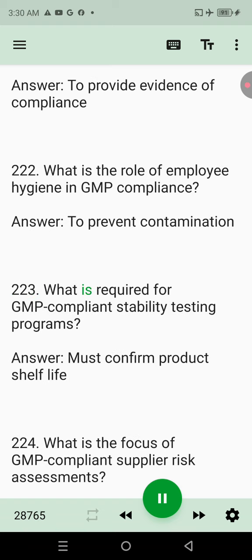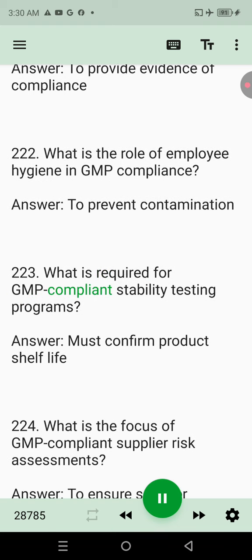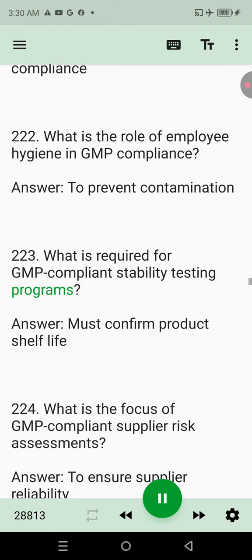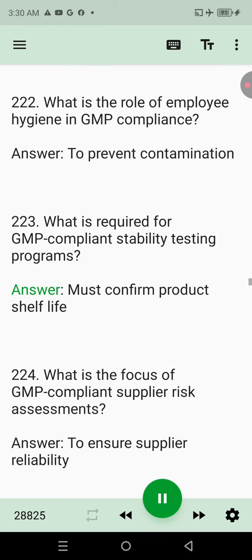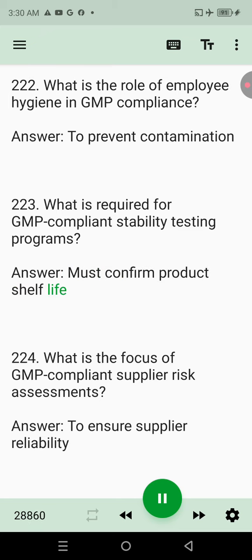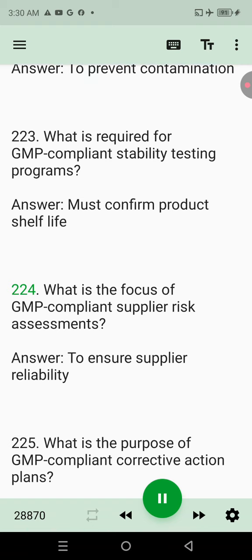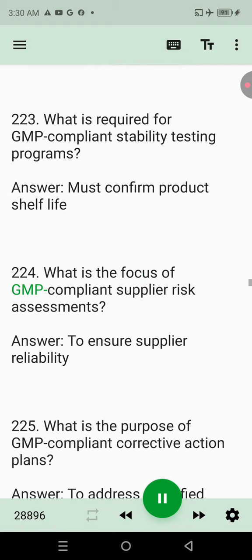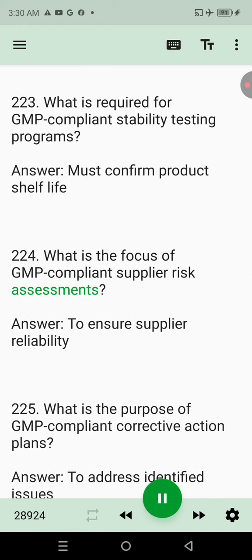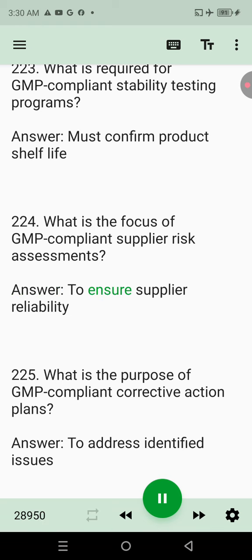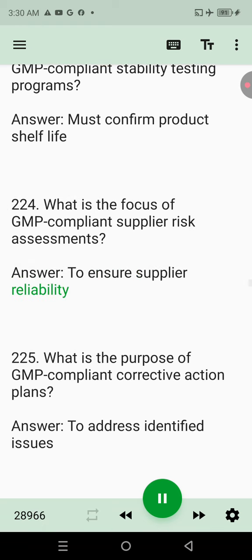223. What is required for GMP-compliant stability testing programs? Answer: must confirm product shelf life. 224. What is the focus of GMP-compliant supplier risk assessments? Answer: to ensure supplier reliability.